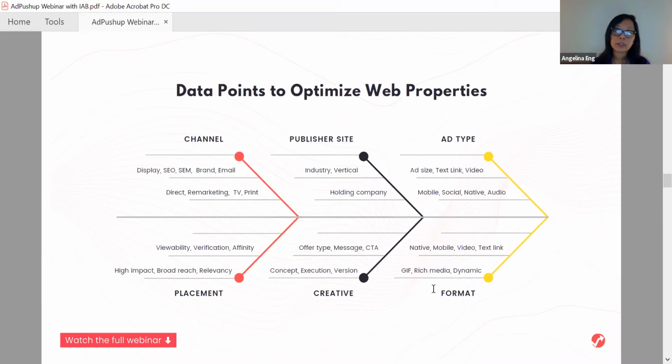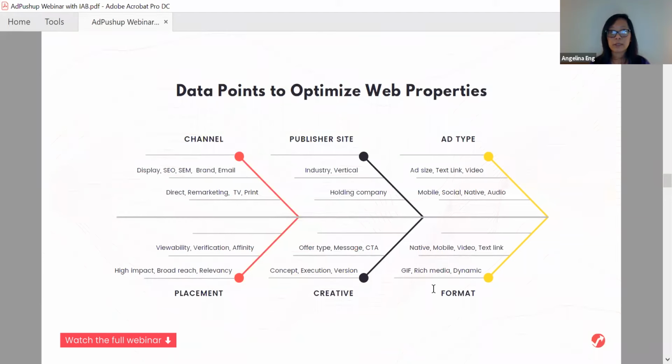But from the channels that you have, your display, your SEO, SEM, that's really important. Really understanding or working with marketers on what their attribution model is will help enable you to also think about what is right for your web property. So think about the advertisers that you prefer to run on your properties, and do some user behavior analysis to really understand who they are.